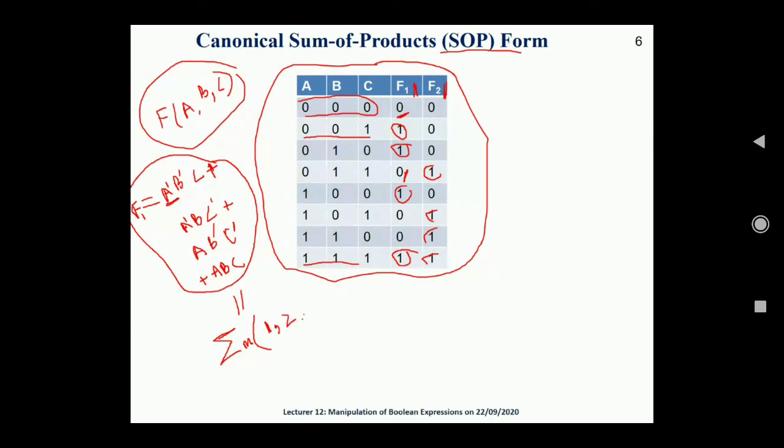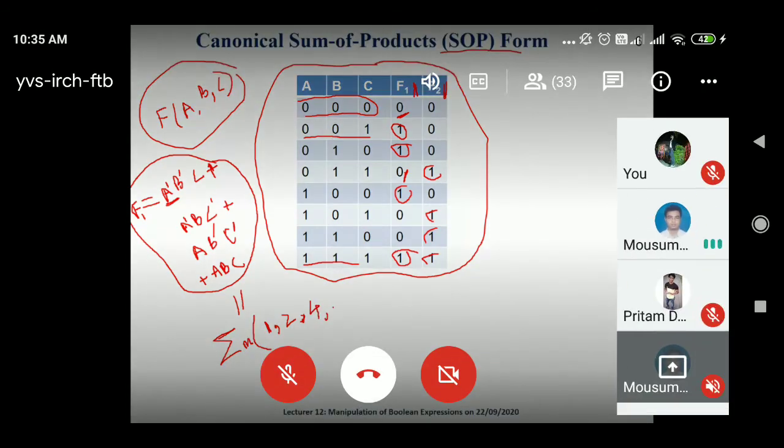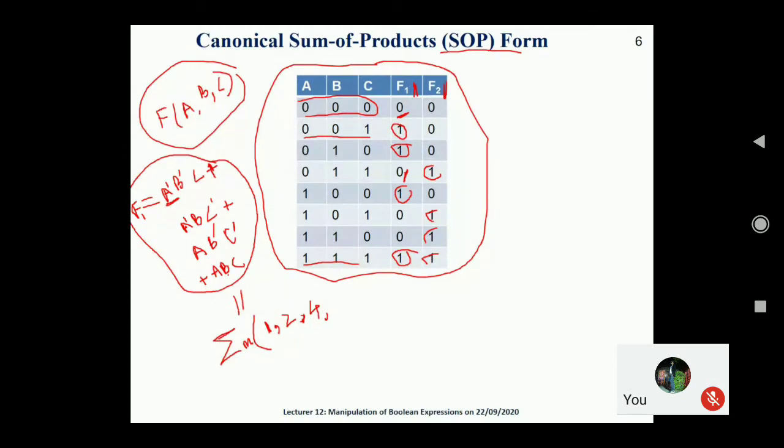Next one, see here. Next one is what? A, B bar, C bar. That means 1, 0, 0. 1, 0, 0 means what? 4. Yes or no? And another one is what? A, B, C. A, B, C means what? Here this one is 7.